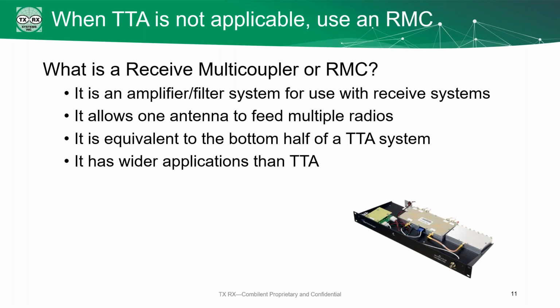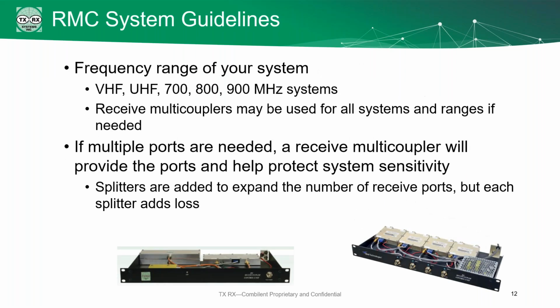So let's get into this RMC a little bit. RMCs can be used in VHF, UHF, 7, 8, or 900 megahertz systems. They're used for all systems and all ranges if needed. Again, we have multiple ports, so we can have one receive multicoupler providing up to 32 different outputs so that you can put as many radios on your system as you want. We can add further splitters, but each time we add a splitter, we're adding a loss inside of our system.